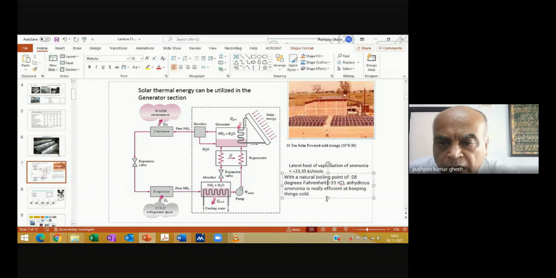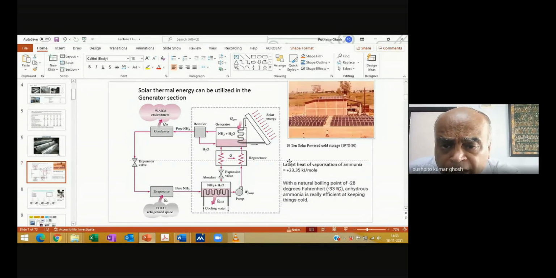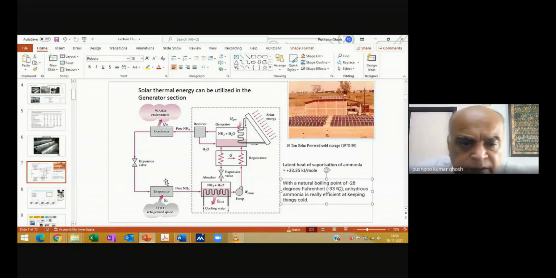And by the way, this is something that you all must be able to pick up: what is the relevant information that you require. If the latent heat is too low, then of course I would require very large amounts of the fluid. So you need something which has got a reasonable latent heat. This is not too bad a figure. Now we will go through the cycle, so that you understand.